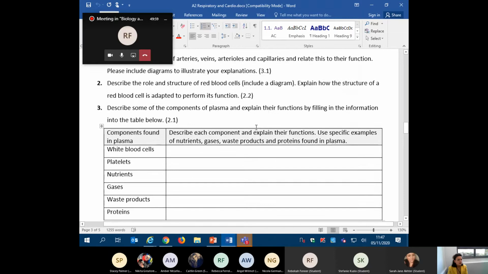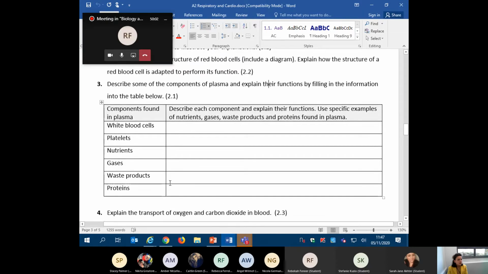Okay. The next bit is a table, as I mentioned earlier, and essentially your job is to write a largish paragraph per item explaining the function of each of these components. And make sure, can you see here, I'm looking for specific examples of nutrients, gases, waste products, proteins found in plasma. As I said, proteins would be something like albumin, for example, as we discussed earlier. Okay. If you feel that you want to still include a diagram, you can certainly do that in this section. So for example, for white blood cells or platelets.